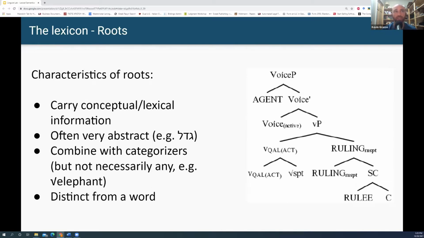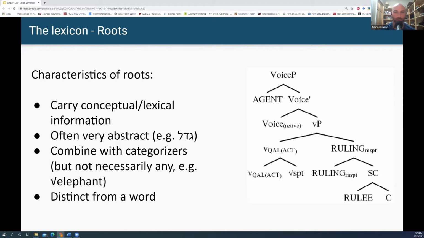So in English, for example, roots look like words. Okay. That's not the same in Hebrew. There is no such thing in Hebrew as a root that is identical to a word, because roots only have consonants and don't have vowels. Okay. So roots are going to do different things in different languages, but they're always going to carry the lexical information, the conceptual content, right?